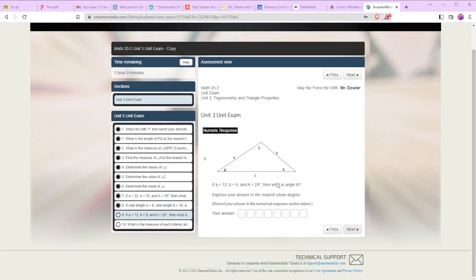Now here, it's another application of the sine law. So we are given angle A, side A, and angle B, or we need to find angle B given that length. So that's the inverse sine of the sine of 29 times 9 divided by 12. To the nearest whole degree, that's 21.